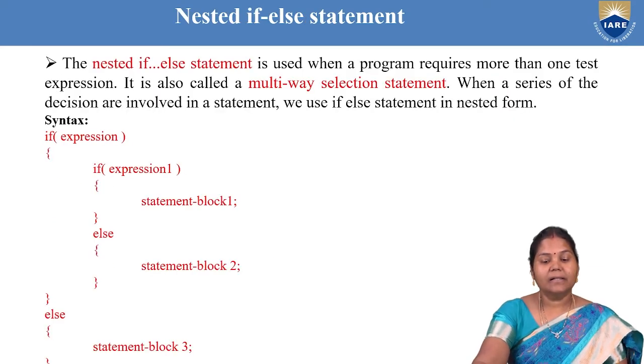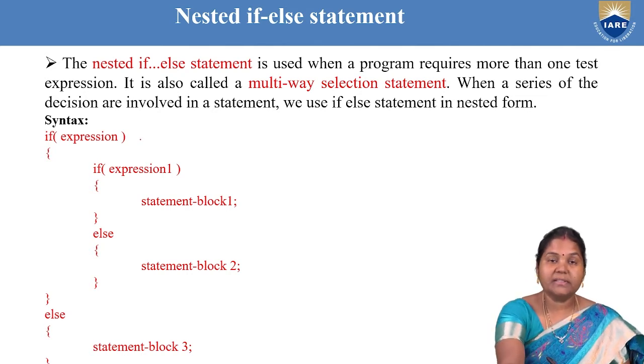Next, nested if else statement. Now, the nested if else statement is used when a program requires more than one test condition or test expression. It is also known as multi-way selection statement. When a series of decisions are involved in a statement, we use nested if else. That means if within if. So, if within one condition, another condition needs to be evaluated, and there is no specific rule for what the depth of the nesting should be.